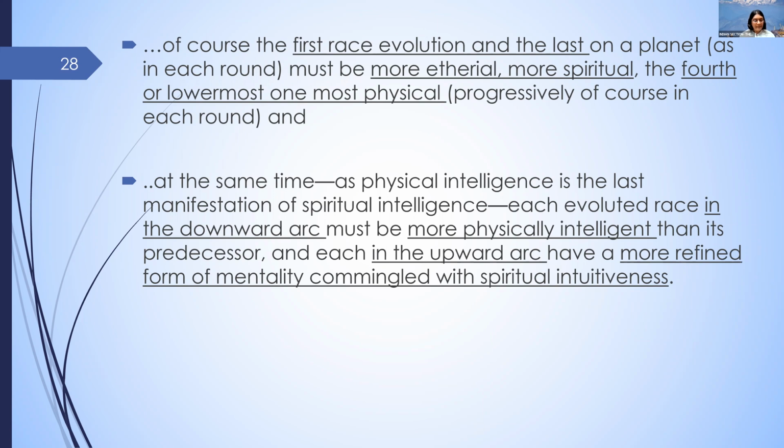At the same time, as physical intelligence is the last manifestation of spiritual intelligence, each evoluted race in the downward arc must be more physically intelligent than its predecessor, and each in the upward arc have a more refined form of mentality commingled with spiritual intuitiveness. So this is speaking about the races.